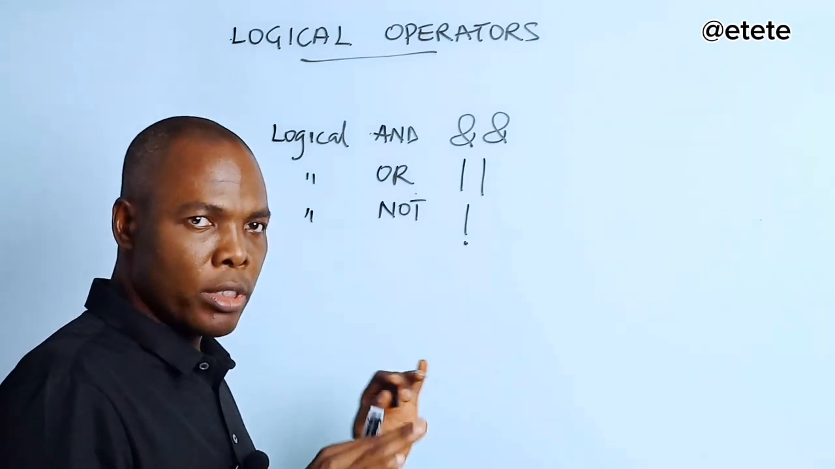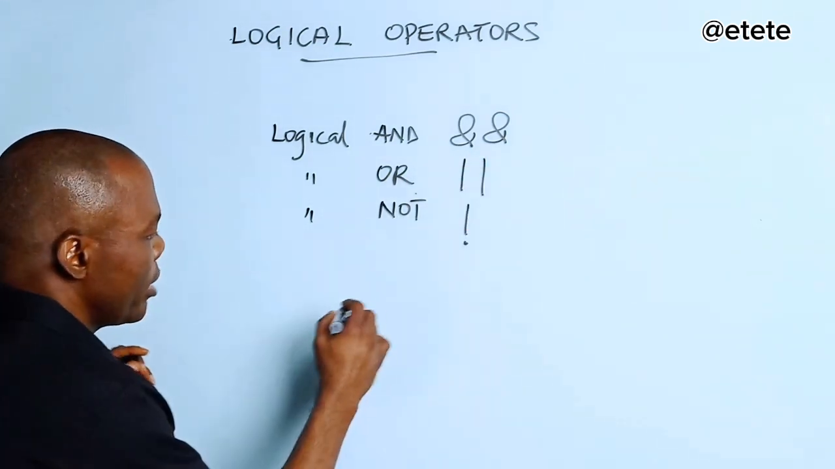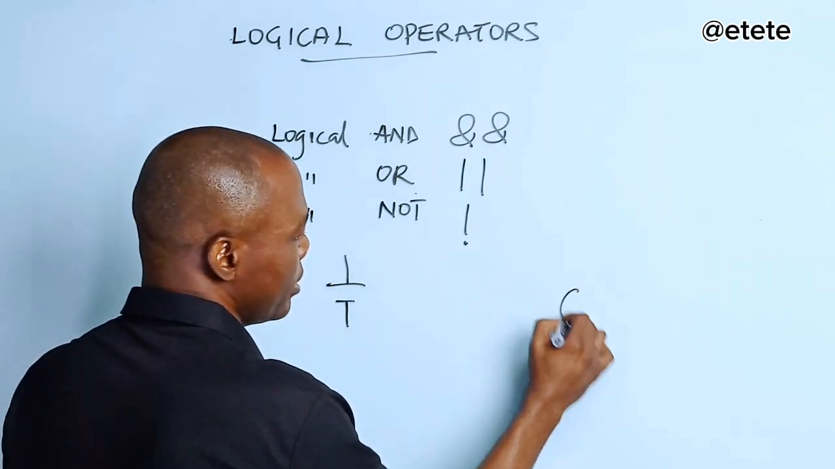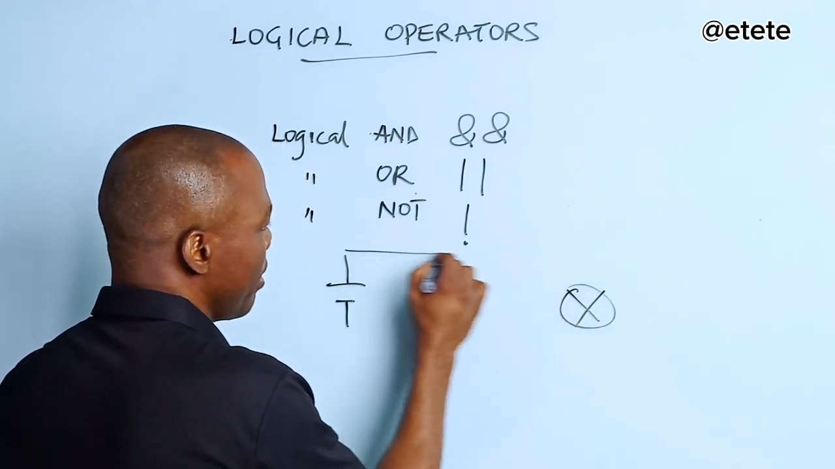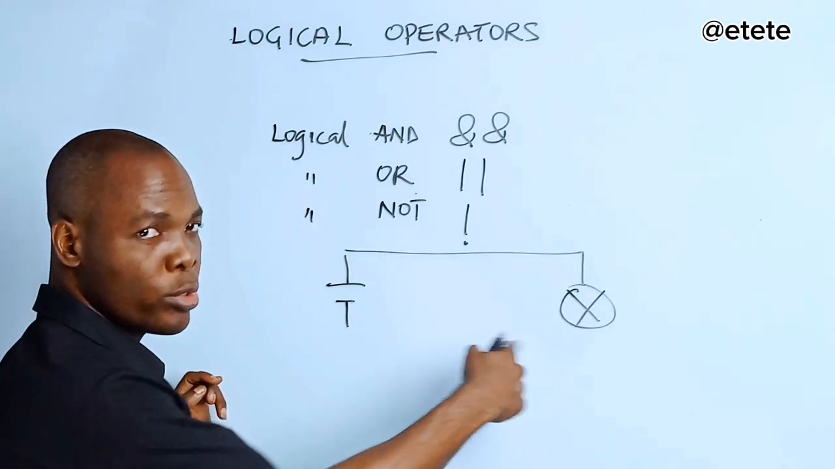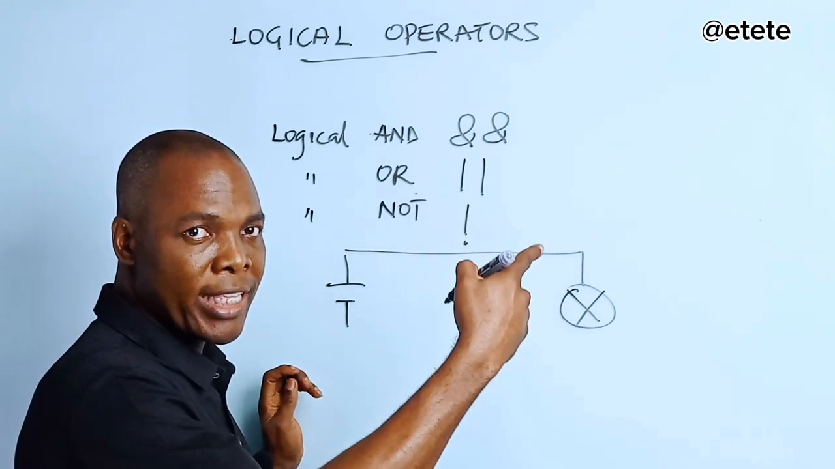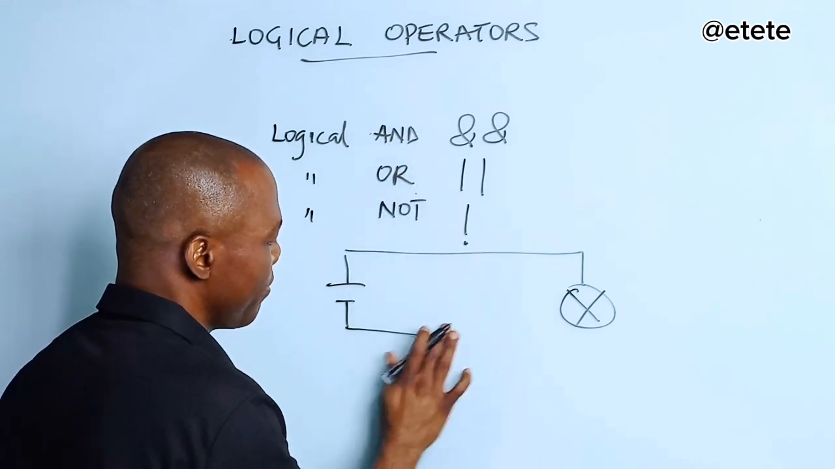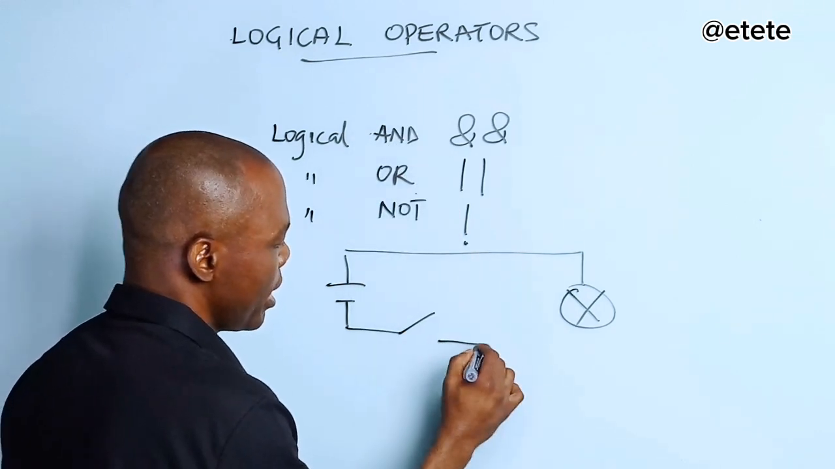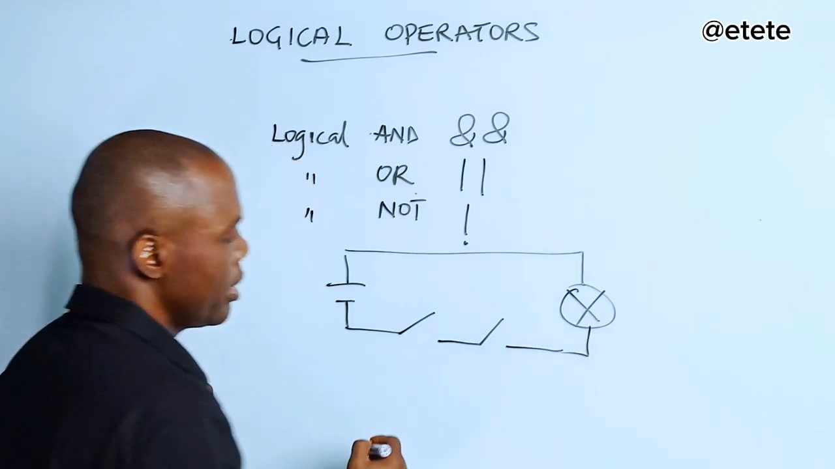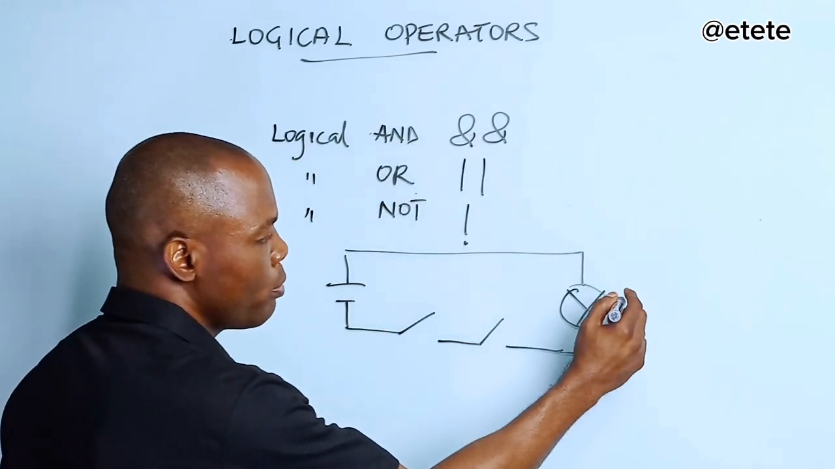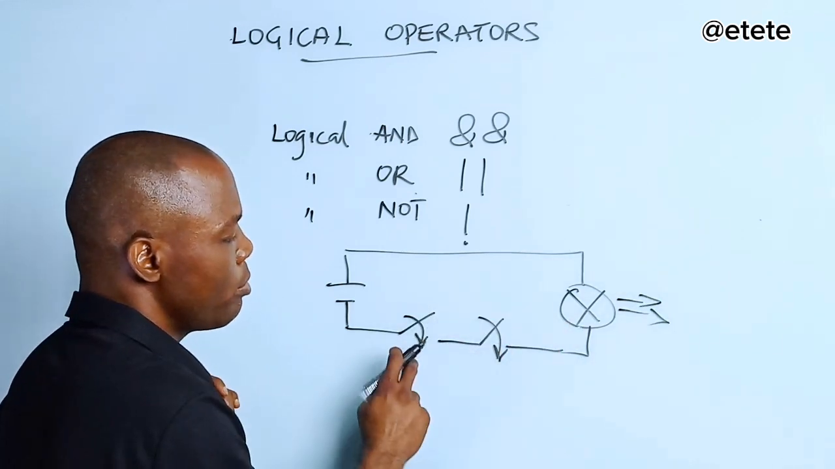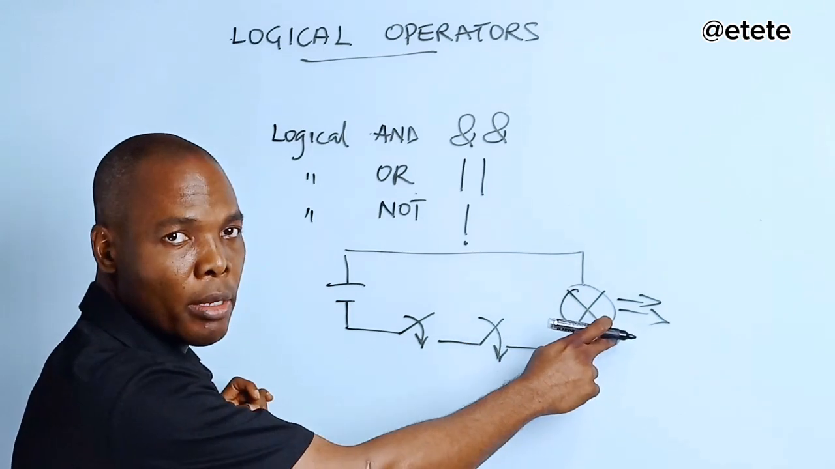Let me give you a circuit demonstration of the logical AND. Let's say you have something like this, and this is a bulb. At this level, I want you to see a physical demonstration because it's like an AND gate or OR gate. For the logical AND, you have this switch and then this switch. For this bulb to come on, this switch needs to be closed and this switch needs to be closed. Both have to be closed before this bulb can come on.